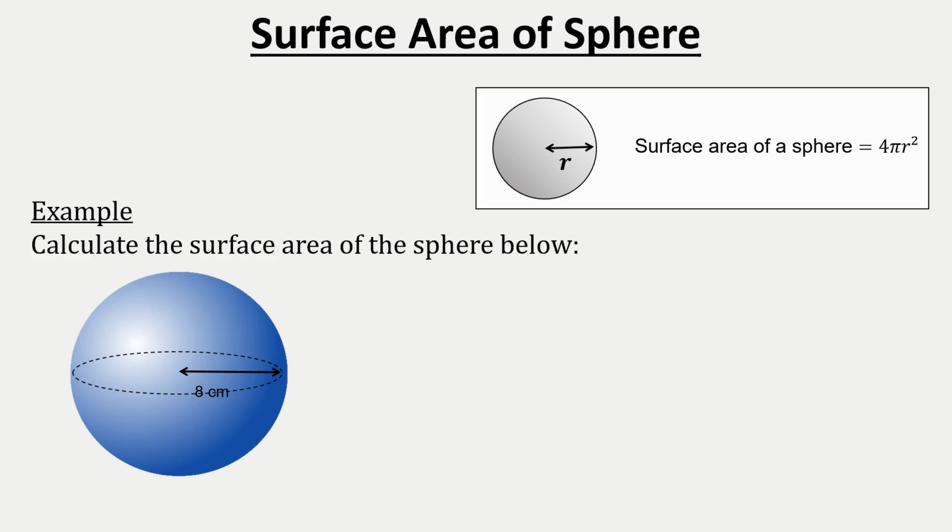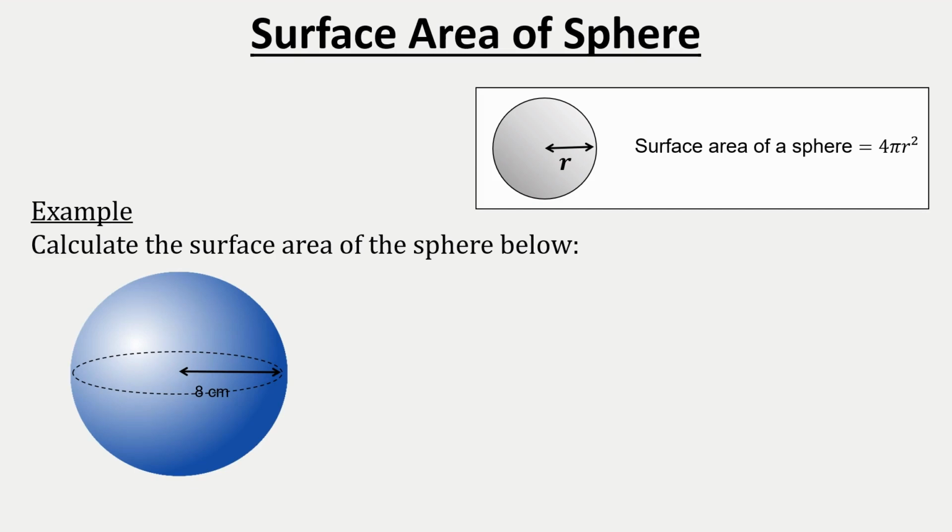Now a sphere is a three-dimensional shape where every point of its surface is equidistant. Equidistant means the same distance from the center of the sphere. The distance from the center of the sphere to its surface is called the radius. So the 8 centimeters which is given here is the radius of the sphere. A sphere has no vertices, remember that.